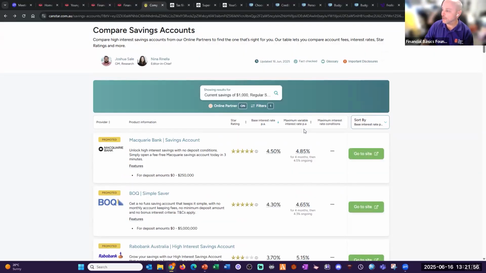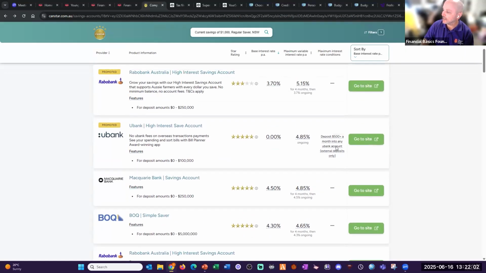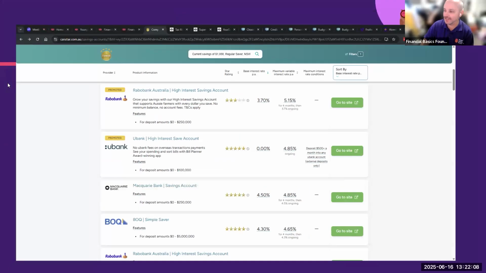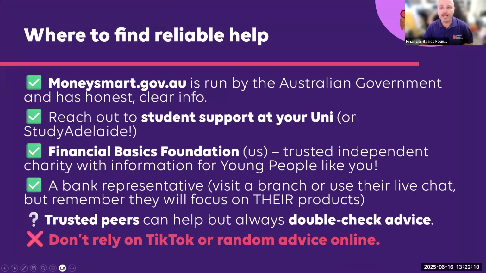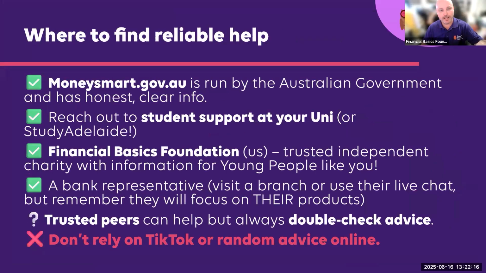So I did promise I'd circle back to the different things that are there. And there's others that have these little conditions. So there's one where you have to have X amount of money go into the account every month. So those are the conditions and things to be aware of that I was talking to you about. Now, about finding help.